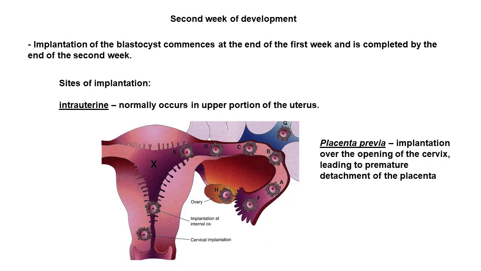But we don't want it low down near the cervix, because if it implants down close to the cervix, the placenta could grow across the opening of the cervix, and it could cause placenta previa. That's implantation across here, and you don't have as much to attach to, and it could lead to premature detachment. And depending on what stage the fetus has developed to, survival is all dependent on that.